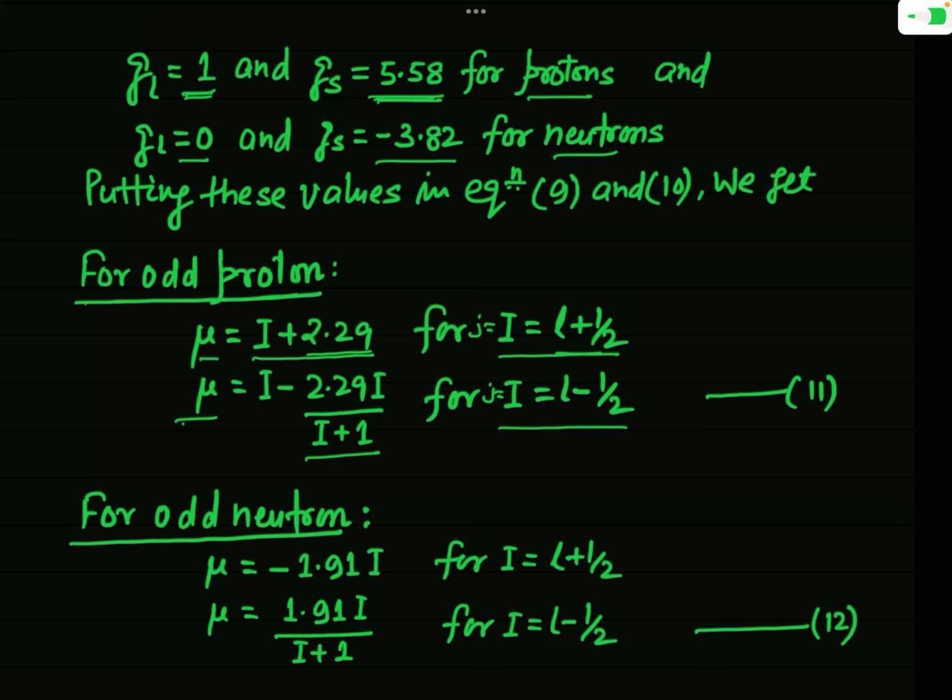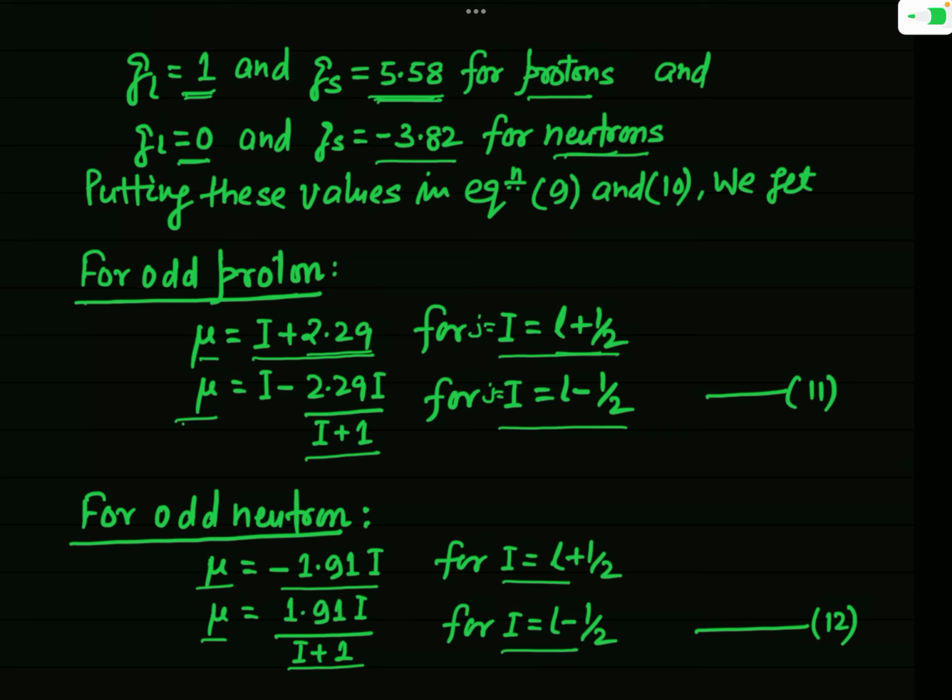And in a similar manner, when you substitute the values of GL and GS for neutrons in those two equations, then again for those two cases you will have the value of mu for the odd neutron. Mu will be equal to minus 1.91 I in the stretch case, and mu will be equal to 1.91 I over I plus 1 in the jackknife case.